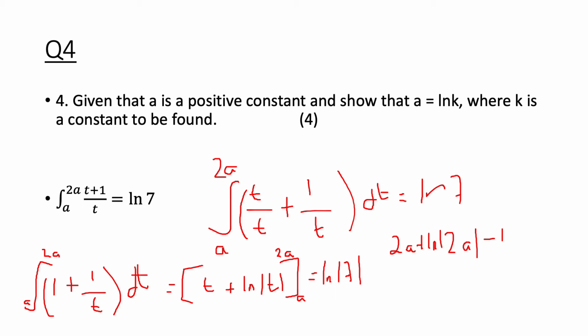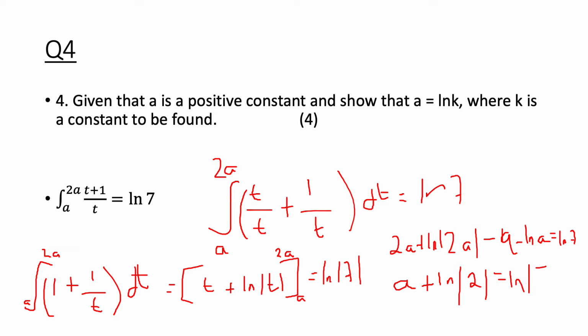Subtract a, minus log of a, and that's equal to log 7. So collecting like terms, I'm going to get 2a minus a, which is a. Log 2a subtract log a, well, that is going to be division of logs, which is going to be log of 2a over a, which is just going to be log 2. And that's equal to log 7, guys.